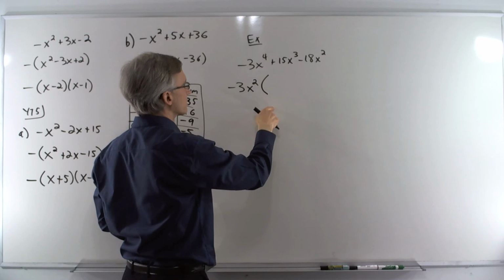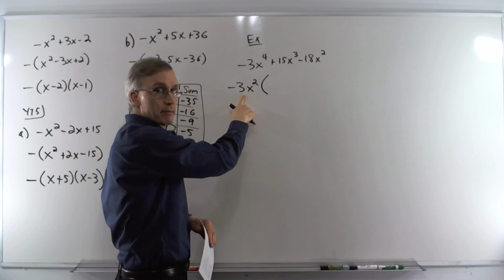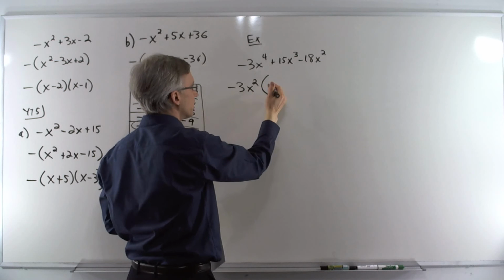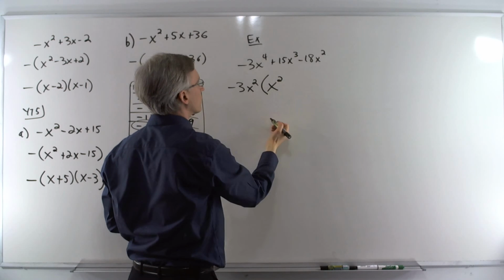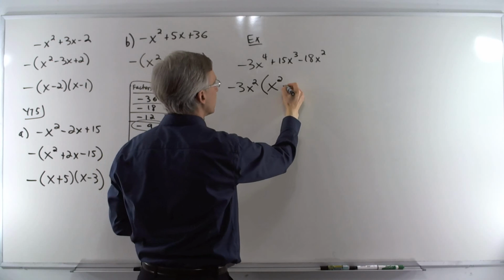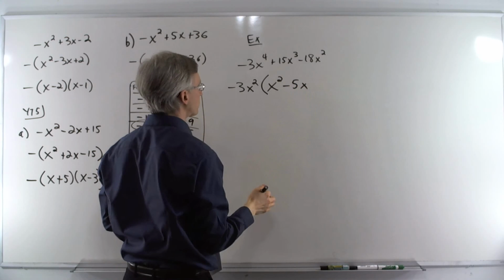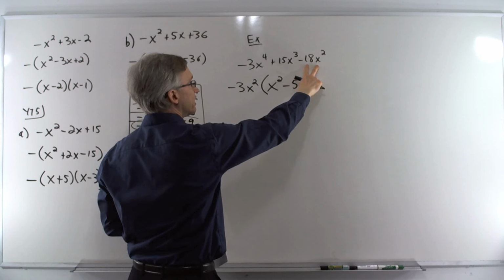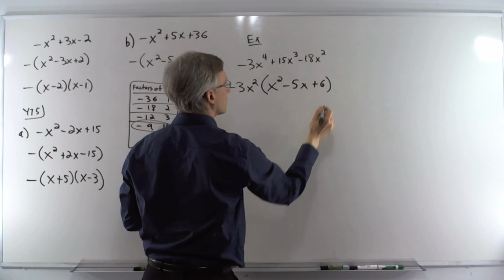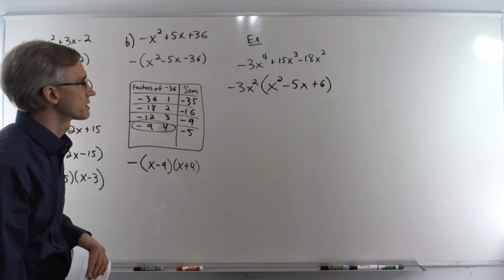All right, so inside the parentheses, we'll take each of these terms and divide by the GCF. Negative 3x to the fourth divided by negative 3x squared is x squared. 15x to the third divided by negative 3x squared is negative 5x. Negative 18x squared divided by negative 3x squared is 6. So x squared minus 5x plus 6.